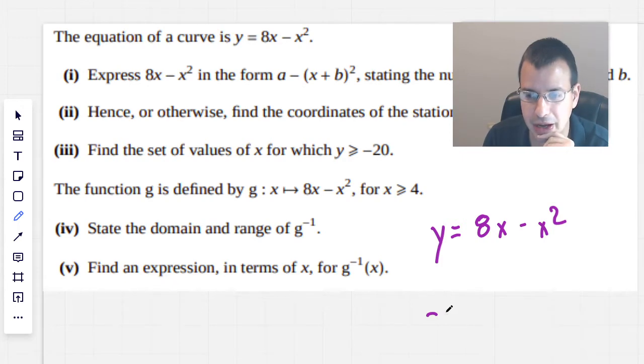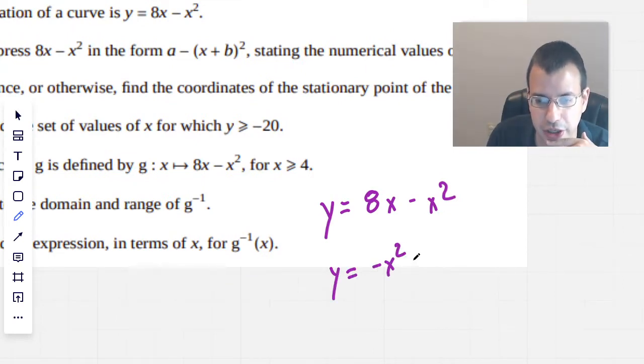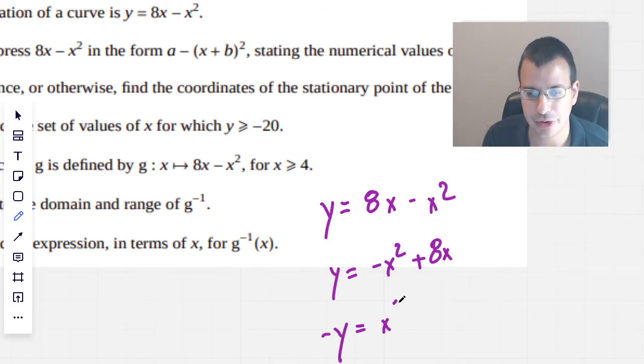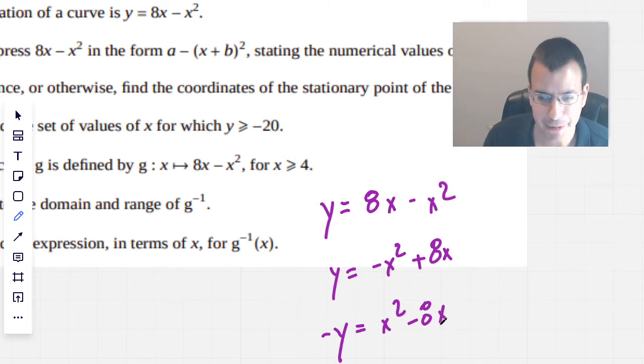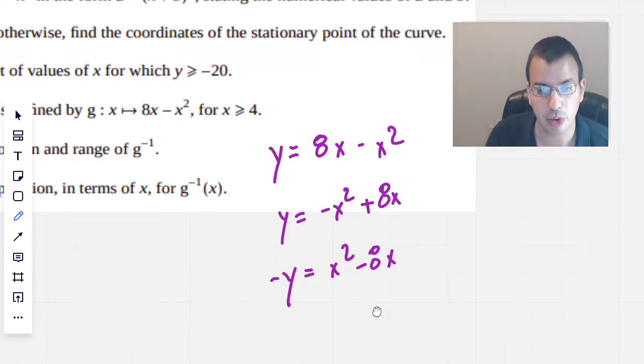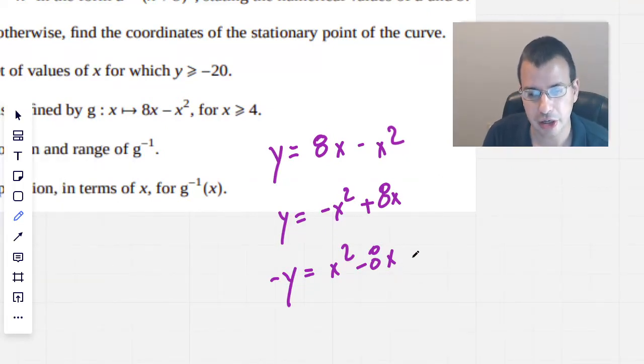So I'll start by saying that y equals negative x squared plus 8x, just rearranging the x. Pull out the minus, so we got minus y equals x squared minus 8x. And now from this point, it's more evident that what we want to do here is complete the square. So to complete the square, the idea here is we want to add some number here and then subtract the same number off over here.